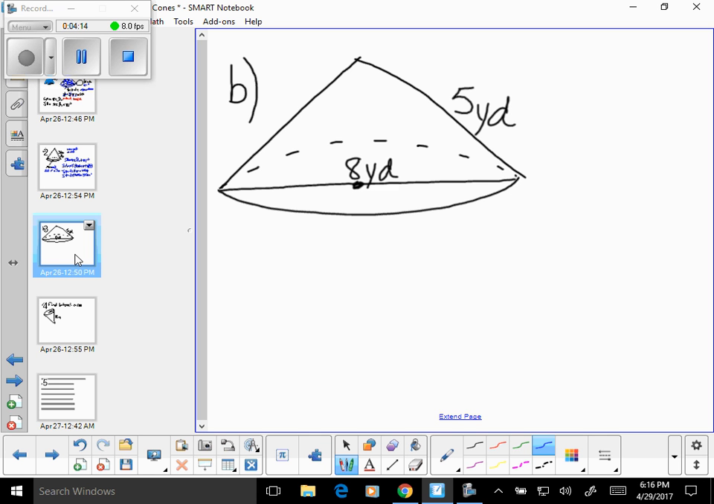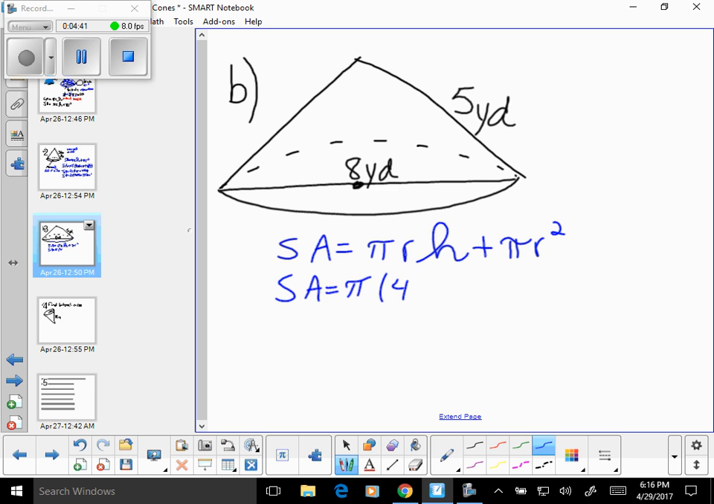Okay, here's example B. You try it. Hit pause. You try it, and then I'll go over how it should be done. All right, our formula is pi r slanted height plus pi r squared. Surface area here is going to be pi. Again, they gave me the diameter, so I'm going to need 4. And my slanted height is 5, plus pi times 4 times 4, or 4 squared.